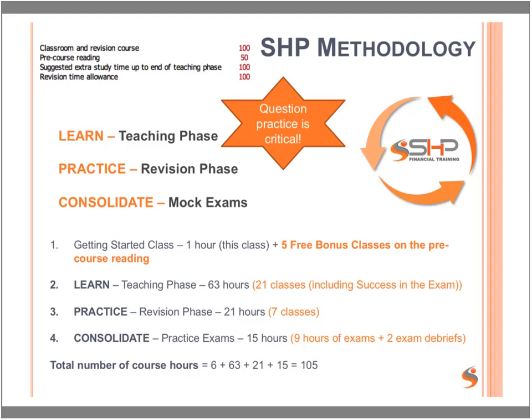Now, you will see the little box at the top. So you've got classroom and revision course 100 hours, pre-course reading around 50 hours. So in the classroom, you spend 105 hours. That should actually, classroom and revision course should actually be 105, including the free classes. Suggested extra study time up to the end of the teaching phase, 100 hours study time at home, and in the revision phase, which starts in May, 100 hours at home as well.